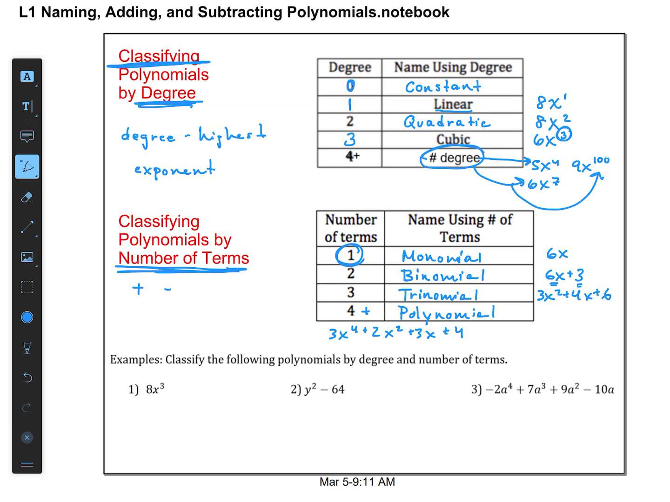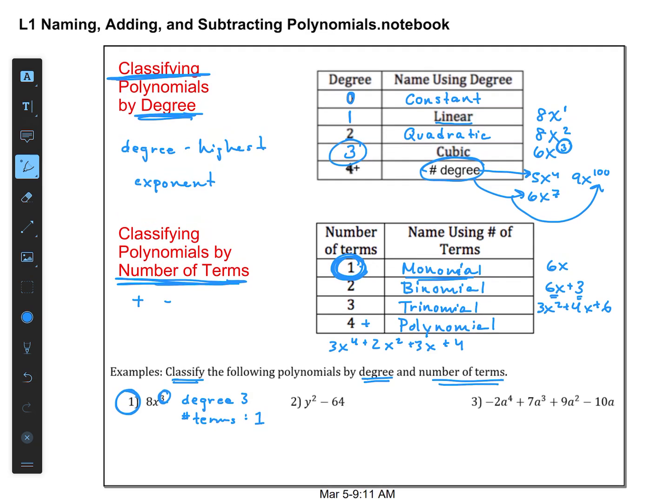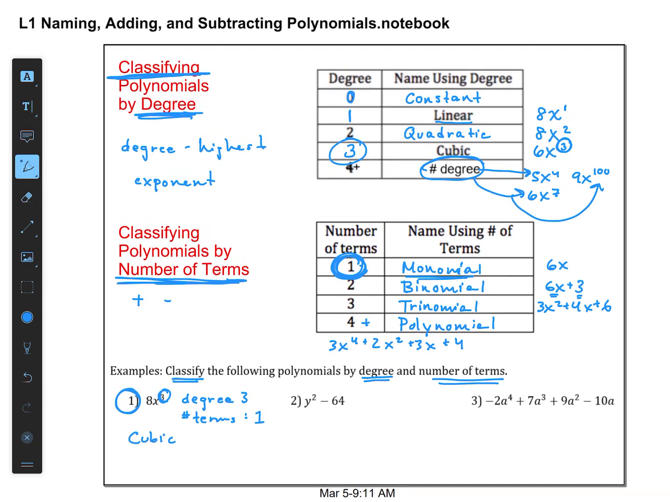Okay, so when we name these things, when we classify them, we're going to classify them by the degree and by the number of terms. So first we're going to look at the number 1, and we want to look at the degree. Well, the degree right here is 3, because that's the highest exponent, and then the number of terms, we have one term. And when we have one term, we look back at our chart, we call that a monomial. So when it's the third degree, we call it a cubic monomial. Okay, so it's always going to have a first and a last name. We'll think of it like that.